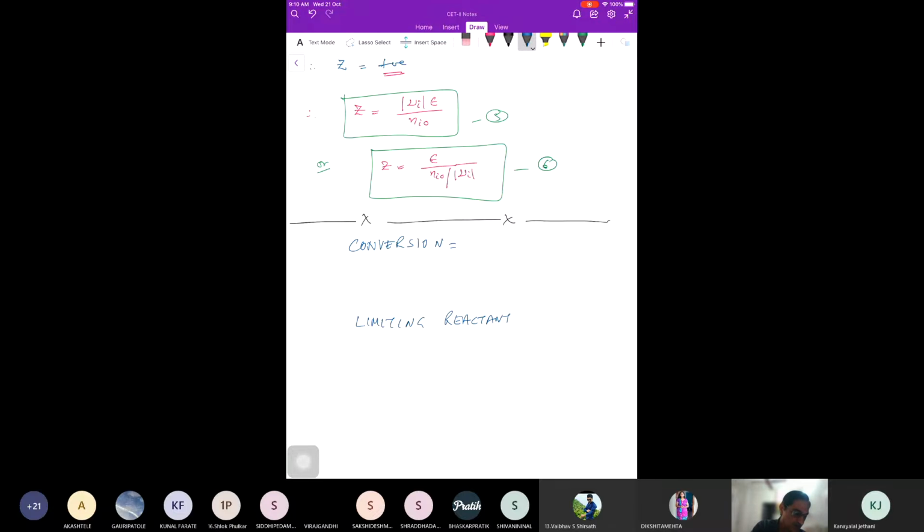So, conversion is moles of limiting reactant consumed or reacted divided by moles of limiting reactant in feed.